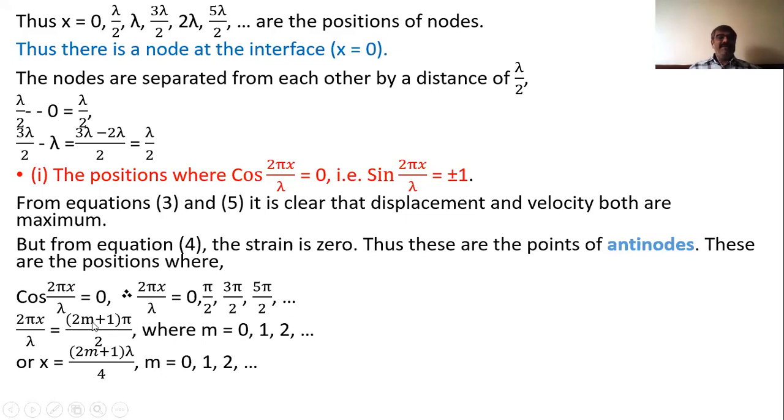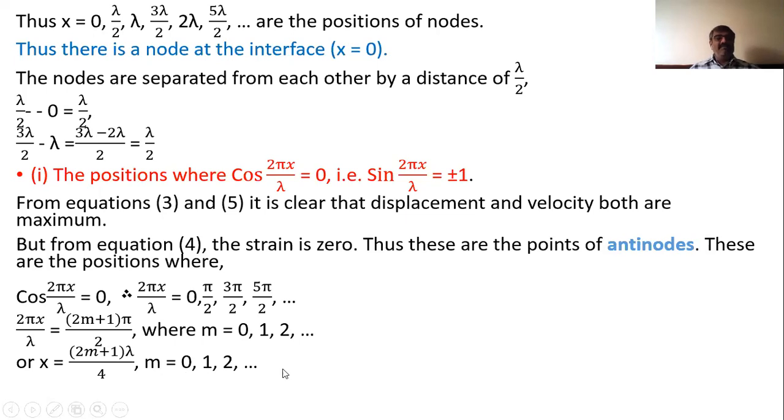If m is an integer, double the integer and add 1, you will find the odd multiple, the odd number. So it is (2m plus 1) multiplied by pi by 2, odd multiples of pi by 2, for m equal to 0, 1, 2, 3, and so on. And if we solve here, we will find the value of x as equal to (2m plus 1) lambda by 4 for m equal to 0, 1, 2, 3.